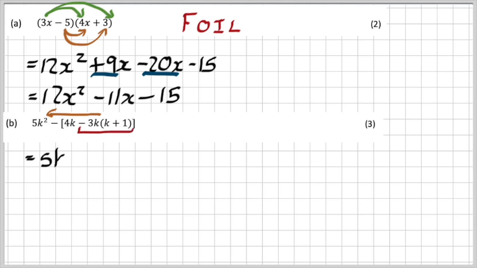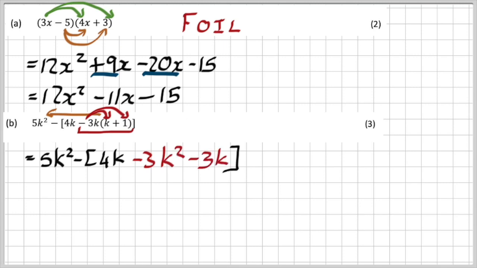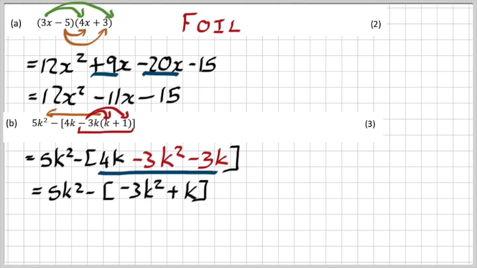So I'm first of all going to distribute that negative 3k into the k plus 1. So the rest I'm just going to write out as is. You see, I didn't do anything with the 4k or the 5k squared. I just distributed the negative 3k in. Remember, I'm working inside out. I've got to simplify my brackets. So inside, in my brackets, I can add like terms. So 4k minus 3k is k, and I didn't do anything with the negative 3k squared.